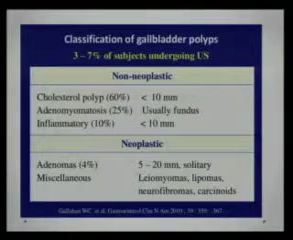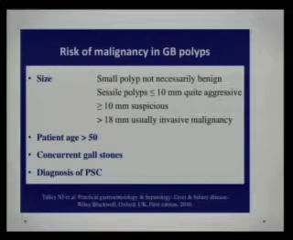Okay, coming to gallbladder polyps. Classification of gallbladder polyps is into non-neoplastic and neoplastic. Non-neoplastic varieties are the cholesterol polyps, adenomyomatosis, and inflammatory polyps. And the neoplastic ones are the adenomas and the miscellaneous forms, which are fairly rare, like leiomyomas, lipomas, neurofibromas, and carcinoids. Risk of malignancy in gallbladder polyps. Small polyps are not necessarily benign, so we need to remember that. Sessile polyps that are less than 1 centimeter can be aggressive, but more than 1 centimeter are usually suspicious, and more than 18 millimeters are usually diagnostic of invasive malignancy. Here we are only talking about the sessile polyps. We will talk about pedunculated polyps in a minute.